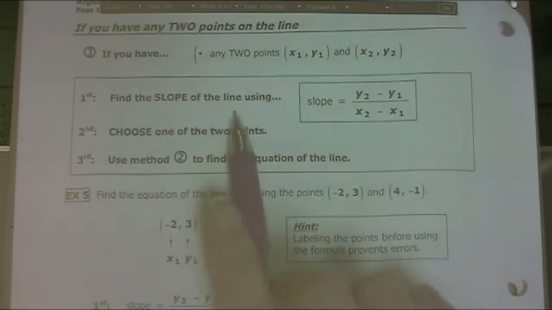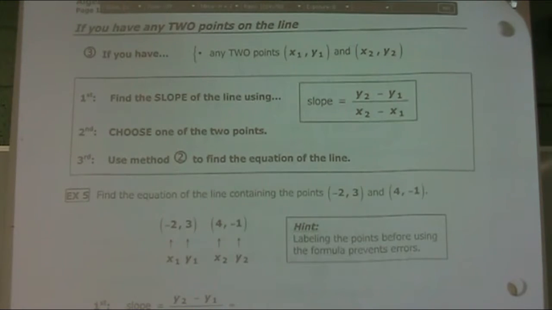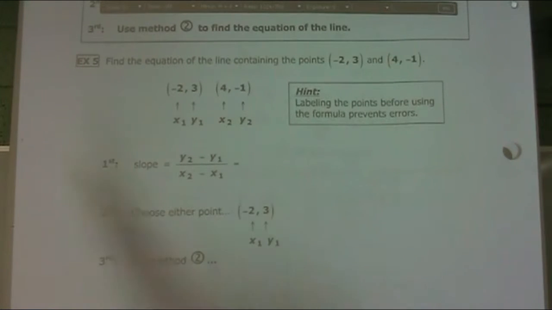And that first step is to find the slope of the line using slope equals y2 minus y1 over x2 minus x1. Then we only need one of the points to write an equation for a line, and we can choose either one. So what I have here is an example that we're going to go through, and that is example 5. It says find the equation of the line containing the points -2, 3, and 4, -1.